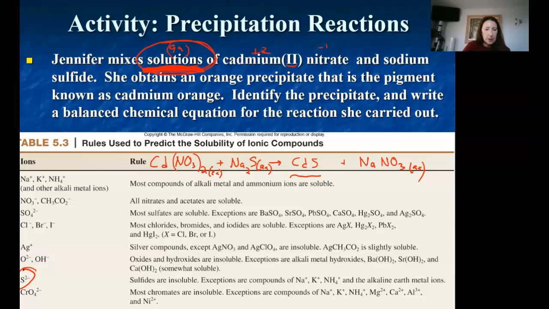So here's an S. Let's read this one. Sulfides are insoluble. Remember, insoluble means solid, except Na, K, NH4+, or alkaline earth metals, right? That's group 2. Again, great review for a final. I can spell group, but not right now.